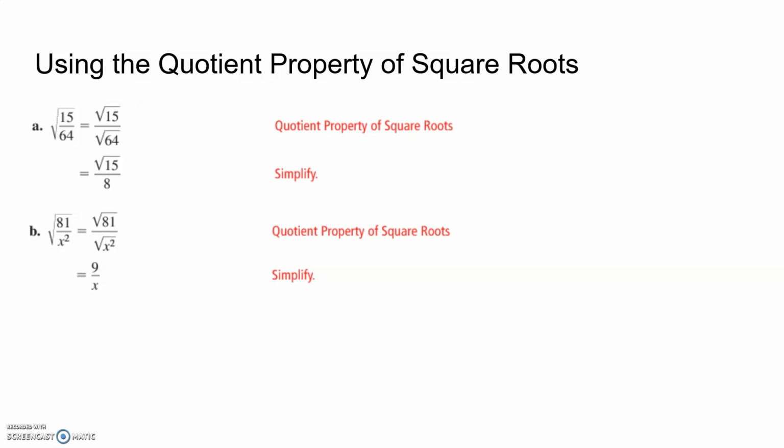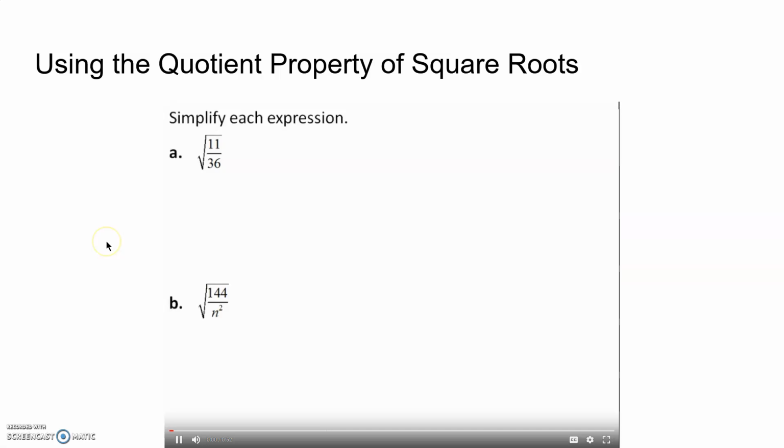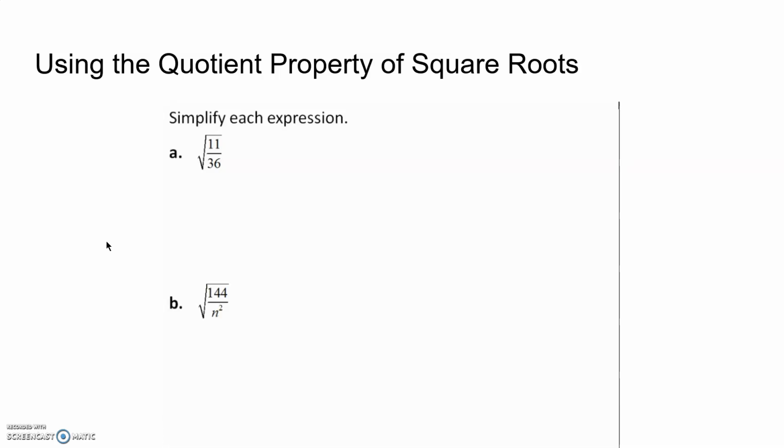Next, I'm going to show you another video with 2 more examples. Simplify each expression. Part A, the square root of the quantity 11 divided by 36. First, use the quotient property of square roots. The quotient property of square roots says that the square root of a quotient equals the quotient of the square roots of the numerator and the denominator.